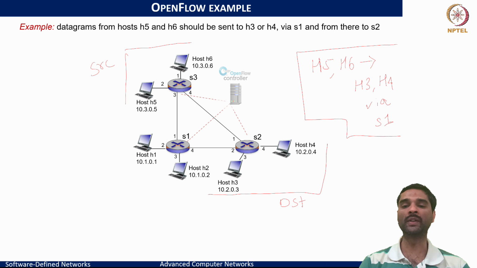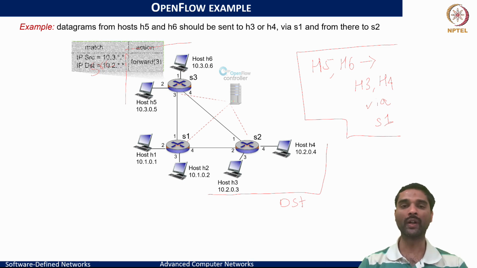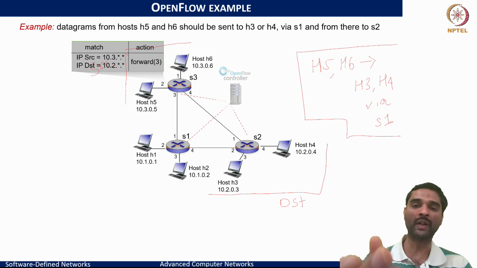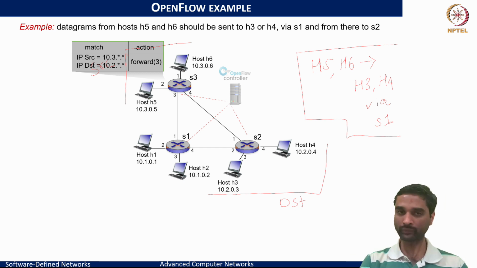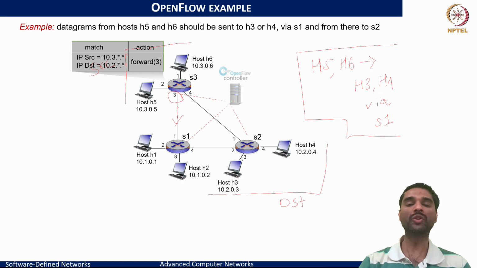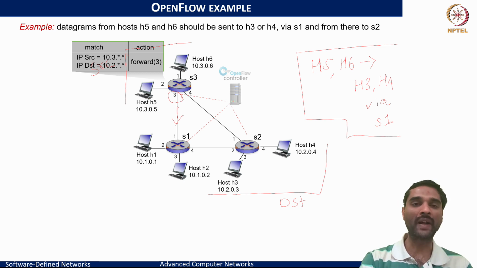That's primarily at S3, S1 and S2. At S3, we would want to see that if the IP source happens to be 10.3, which is basically matching both H5 and H6, and if the IP destination happens to be 10.2, that is matching H3 and H4 on the destination side, then we would want to forward such packets on this port 3, that is this particular link. That would ensure that S3 would always match these rules and then forward the packets on the left output port 3 to make sure that the packets reach S1.